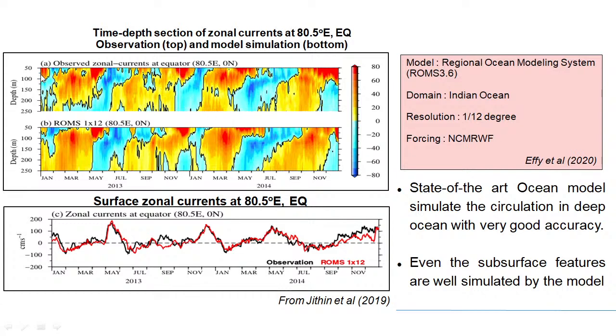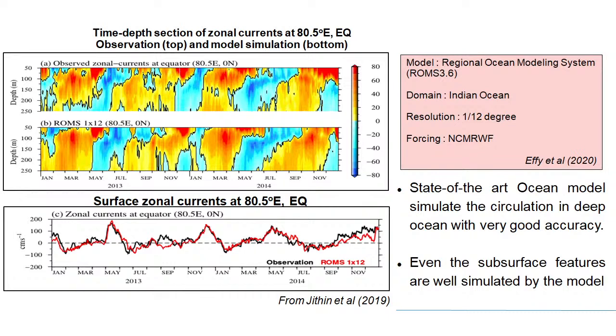The currents I have plotted here are from 50 meters to 250 meters. You see that the model is doing a remarkable job. If you look at the surface current, at 50 meters, surface in the sense of 50 meters, you see that the model is doing extremely well in terms of getting the zonal currents. Except on one or two occasions where the model was slightly off, and that too when the currents were weak. Otherwise, the model is doing a good job. This is the state of the art model we have.